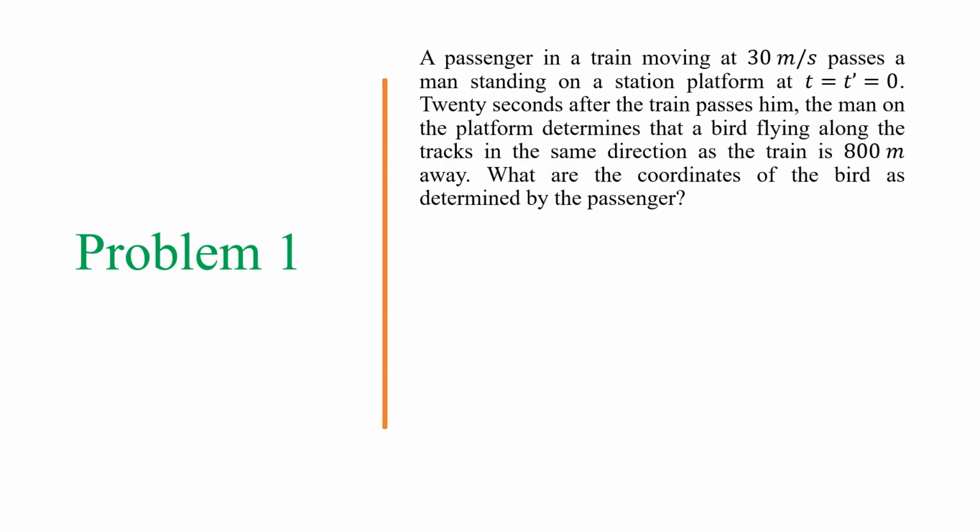So for this problem, we are asked to find the coordinates of the bird as determined by the passenger on the train. So we start by writing the coordinates of the bird as assigned by the man on the platform. The man on the platform will see that the bird is at x, y, z at time t. So we have 800 meters, and then we have our y and z, 0, and then we have 20 seconds.